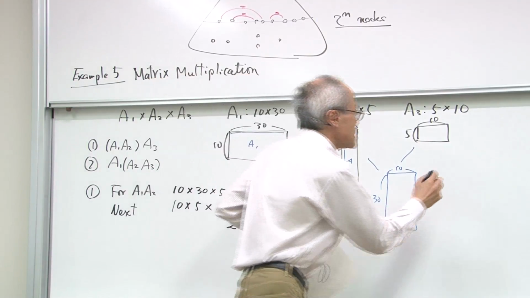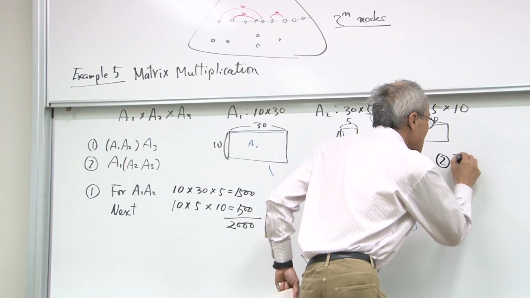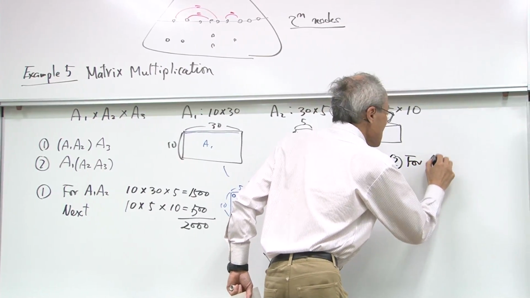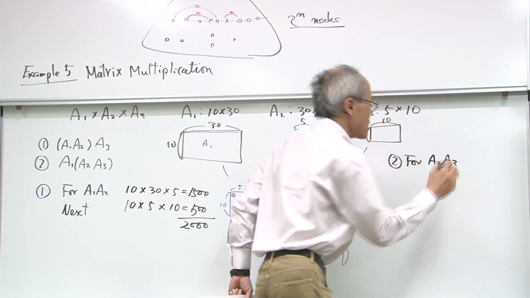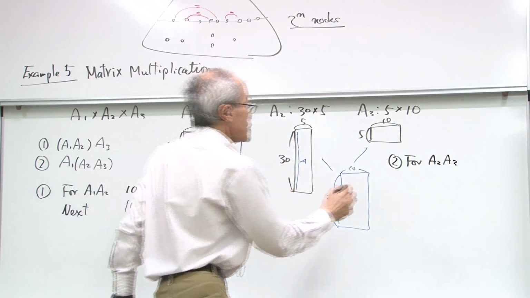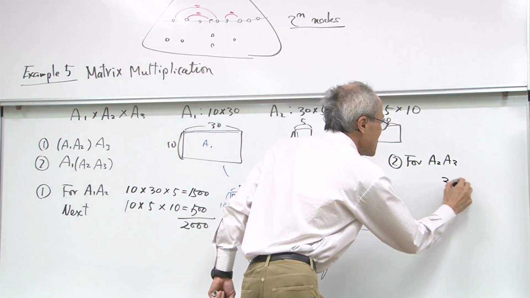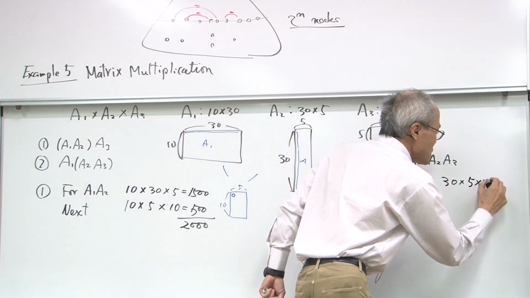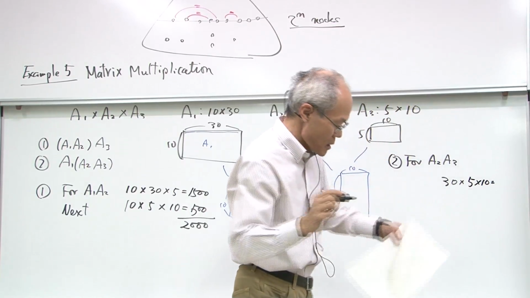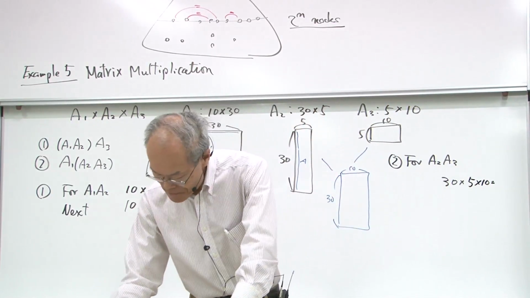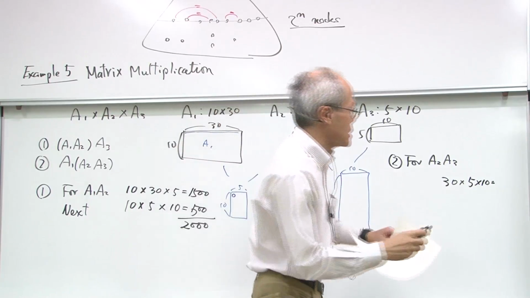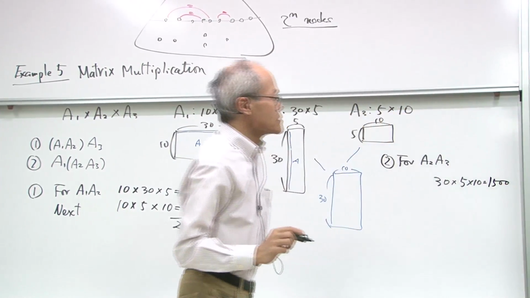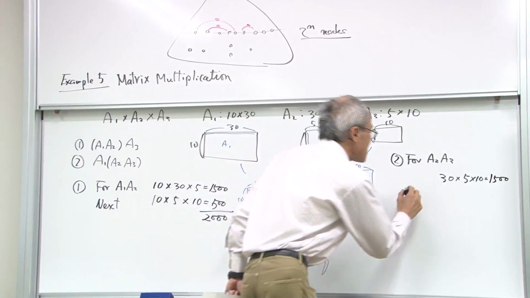So, number 2 approach. For A2, A3 multiplication, we need 30 times 5 times 10, which is equal to what? 1500.